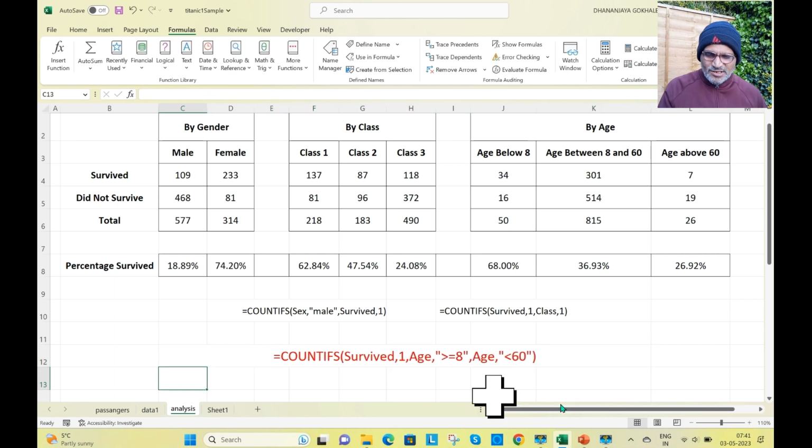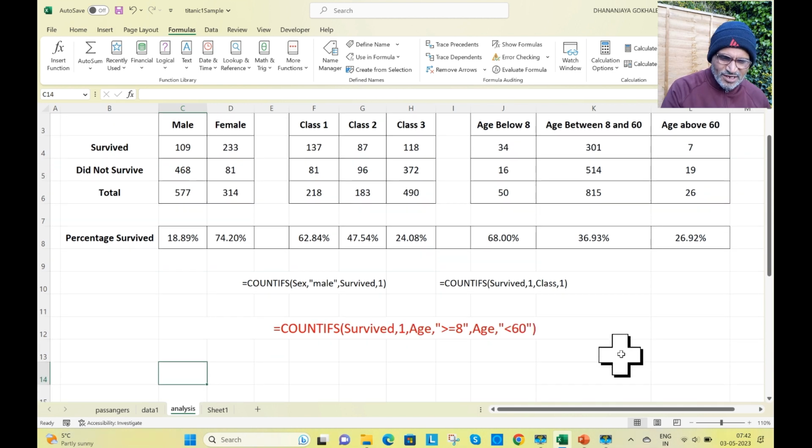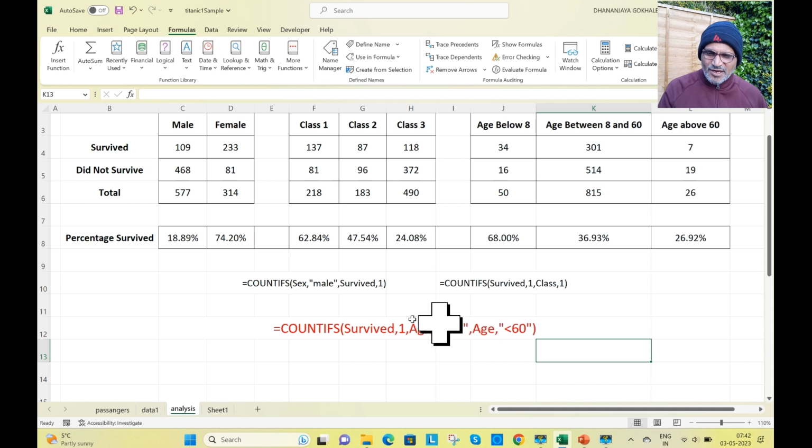Right. So what is the difference we are seeing here? Criteria range 1 is survived and its criteria is 1, so the value should be 1. The second criteria is age, it should be greater than or equal to 8, and for the third criteria we put age again, that means the age has to be less than 60. So that will cover the range between 8 and 60. That's it.